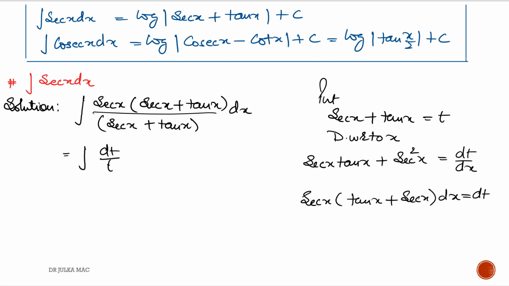So numerator replaced by dt and denominator replaced by t. Integration of 1 by t is log mod t. Replace t by sec x plus tan x. So the answer is log in mod sec x plus tan x plus c.